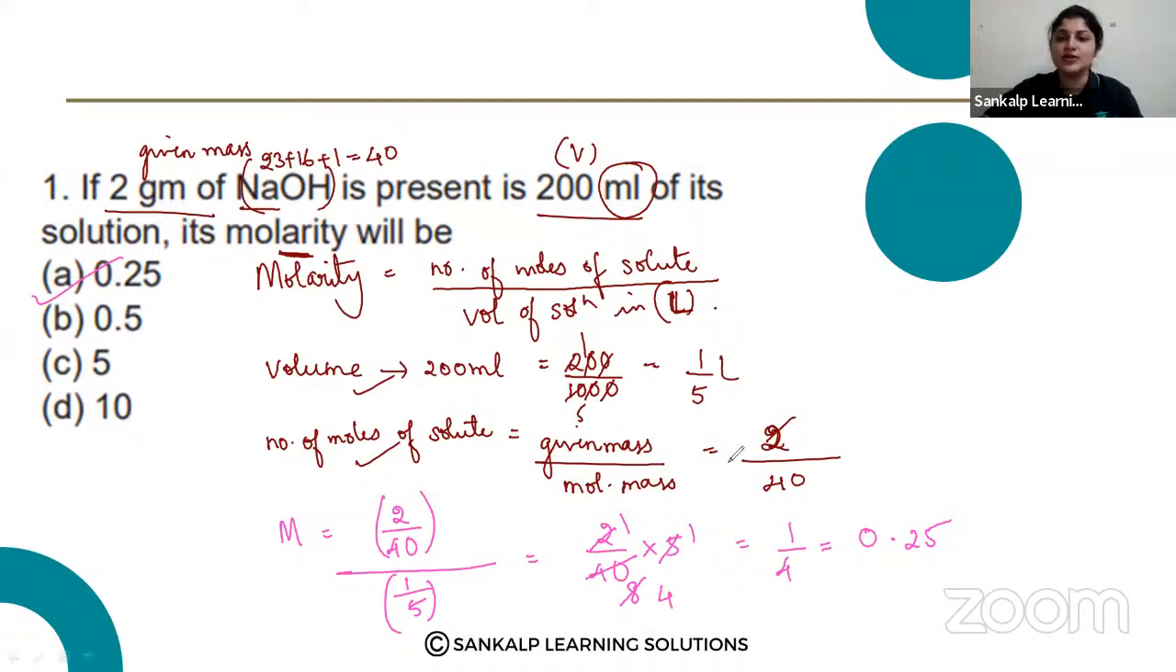Okay, so this was the way of solving this molarity formula. By using the molarity formula, whenever ml is given, you have to convert it into liters. How will you convert it into liters? By dividing it by 1000. So the number of moles of the solute can be calculated by given mass upon the molecular mass. This is the way you're going to calculate the molarity.